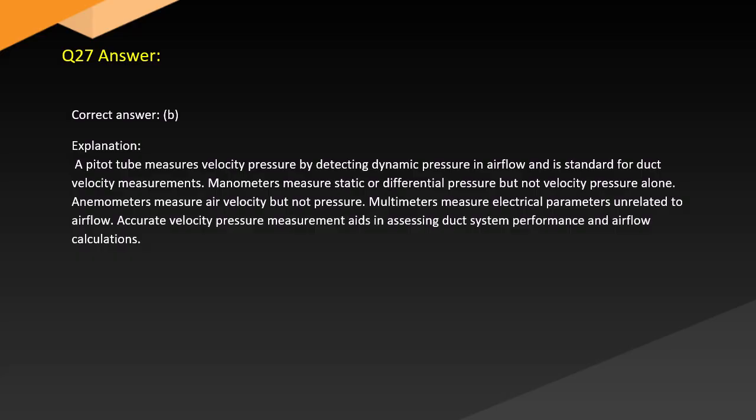Answer. Correct answer: B. Explanation. A pitot tube measures velocity pressure by detecting dynamic pressure in airflow and is standard for duct velocity measurements. Manometers measure static or differential pressure but not velocity pressure alone. Anemometers measure air velocity but not pressure. Multimeters measure electrical parameters unrelated to airflow. Accurate velocity pressure measurement aids in assessing duct system performance and airflow calculations.